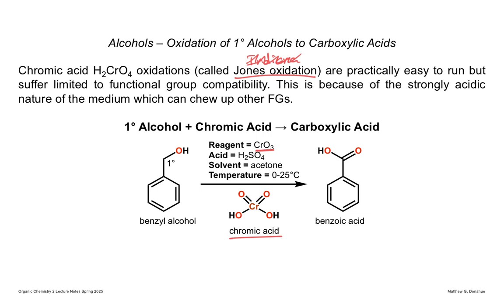Operationally, again, it's pretty easy to run. You just form a certain molarity of the chromic acid, you dribble in your alcohol, you'll see a color change, and then you sort of know it's done. So at that point, this primary alcohol, benzyl alcohol, would become benzoic acid.